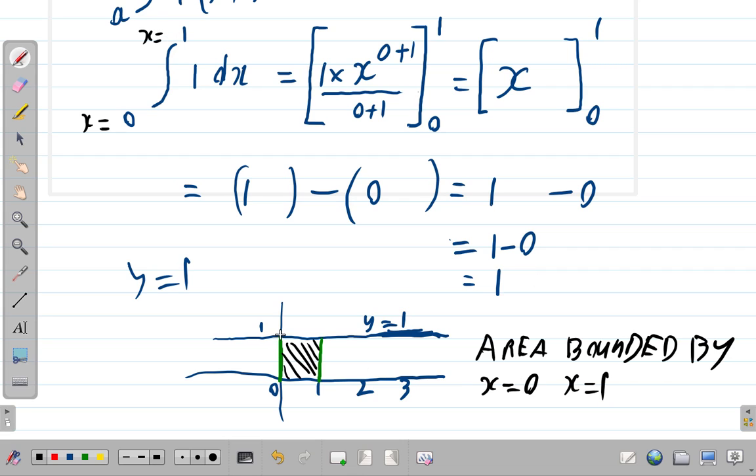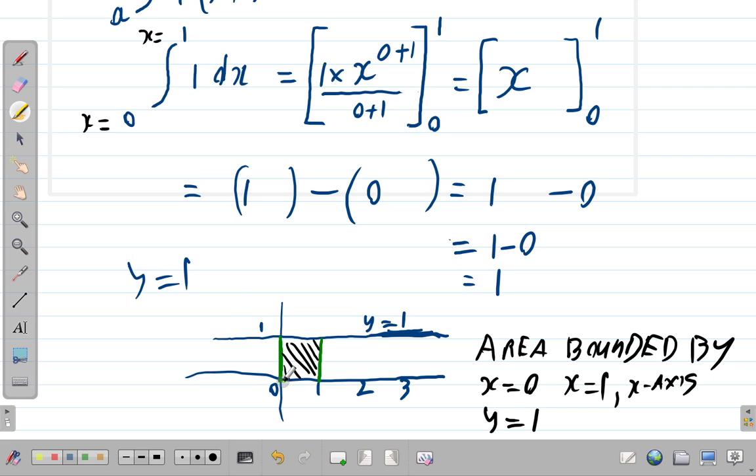So you have x equals 0, which is this line, x equals 1, which is this line, then the x-axis, which is here, and the curve y equals 1, which is up here. So let us highlight them.